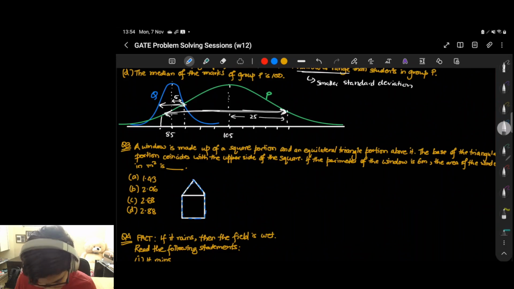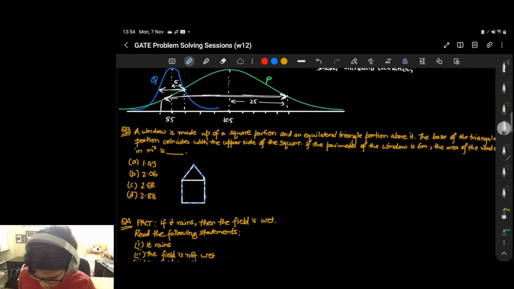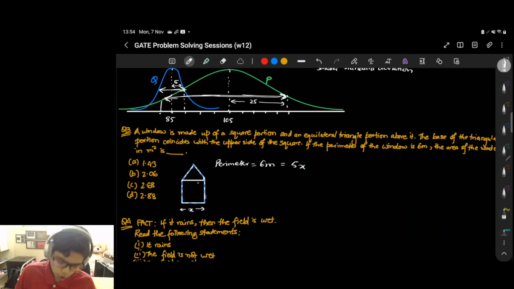The perimeter of the window would be this blue shaded part. Note that this common side, the side common to the square and the triangle, is not part of the perimeter. So the perimeter is this blue shaded part, which is 6 meters, and if this side is x, then that is equal to 5x, because you have 1, 2, 3, 4, and 5 sides. This common side is not counted. So this gives us x equal to 6 by 5 meters, which is equal to 1.2 meters.